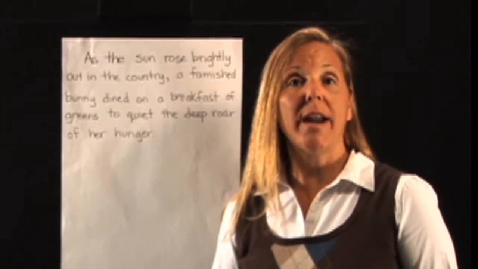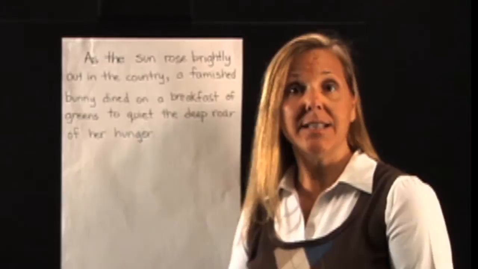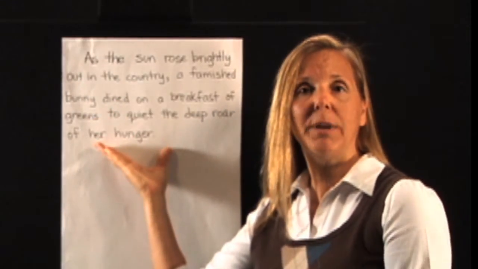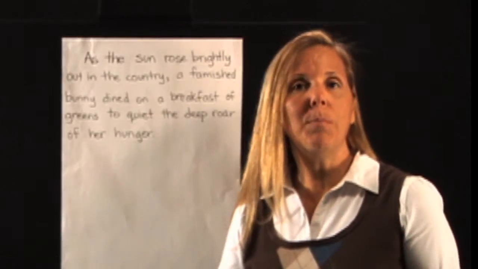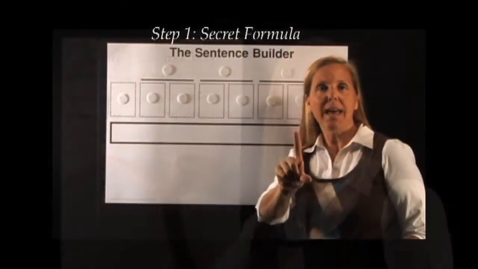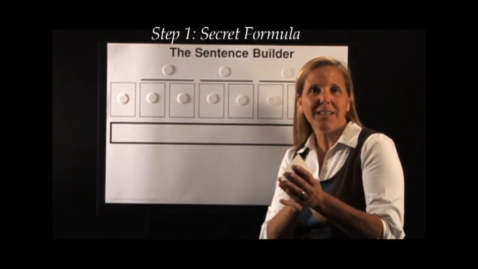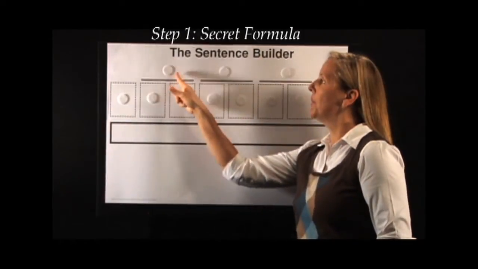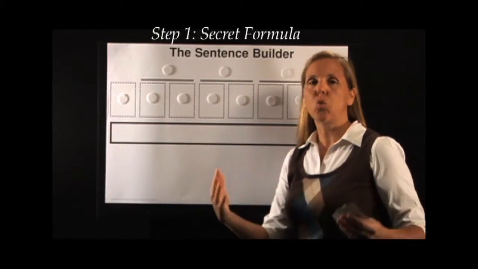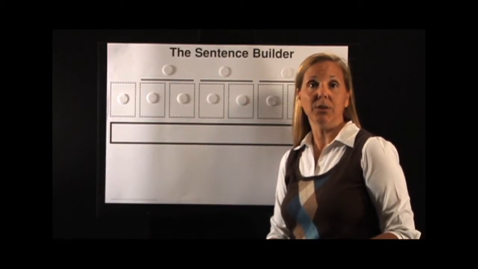We're going to learn how to write a narrative transition sentence. I'm going to take our previous activity, our story opening sentence, and we're going to build a transition sentence that will connect onto this. Step 1, secret formula time. We're going to add a secret formula up here on the top of our sentence builder. Remember, secret formulas are a great way for children to learn how to build sentences.